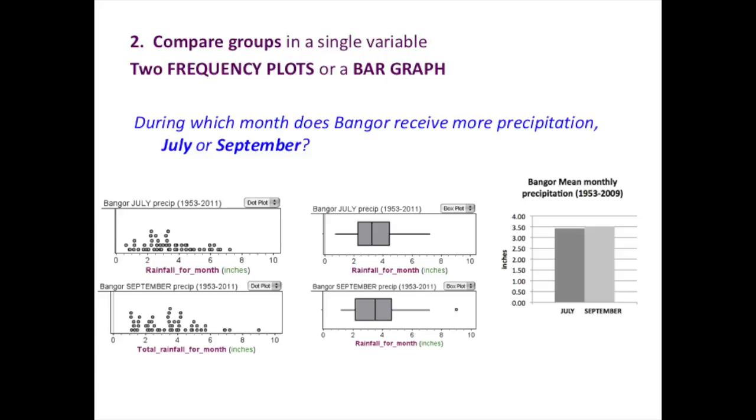Another way to compare using a graph is to take a summary value, such as the average rainfall, and create a bar graph with July and September as the two bars and the total rainfall in inches on the y.